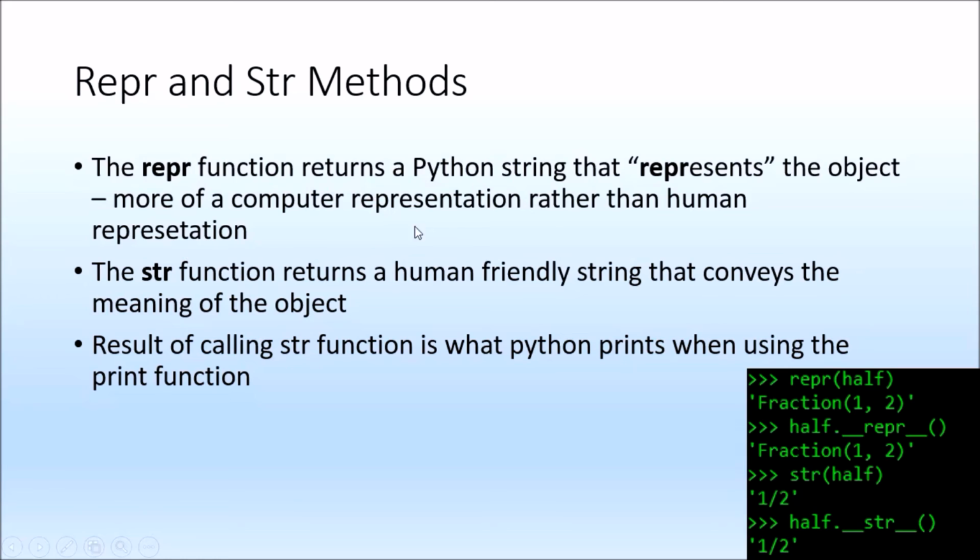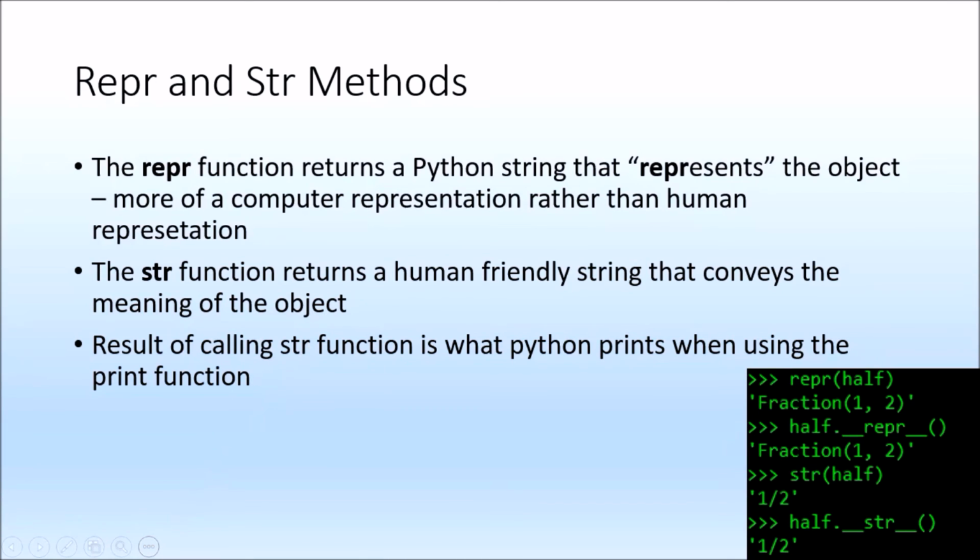The repr function returns a Python string that basically represents the object. So it's more of a computer representation rather than a human representation. Personally, as humans, we appreciate the shorter version rather than this lengthy version, but in terms of what it is in the computer, this is a more accurate representation. So that's why the repr function is usually used to get a more computer-oriented representation of the object. Now the str function returns a human-friendly string that conveys the meaning of the object. And these are general guidelines on how to do it.